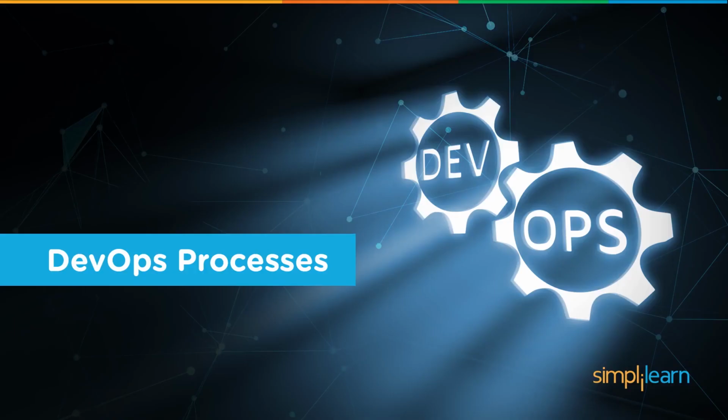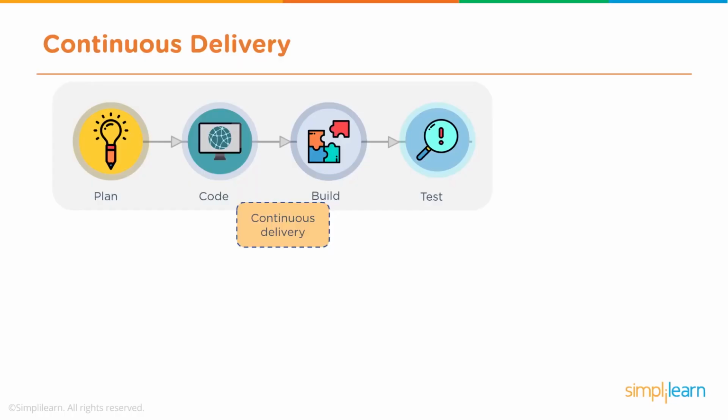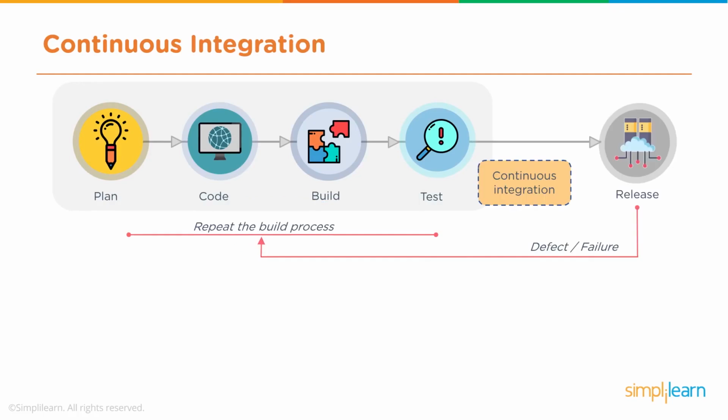So let's step through this DevOps process. So we go through and we have our continuous delivery, which is our plan, code, build, and test environment. So what happens if you want to make a release?